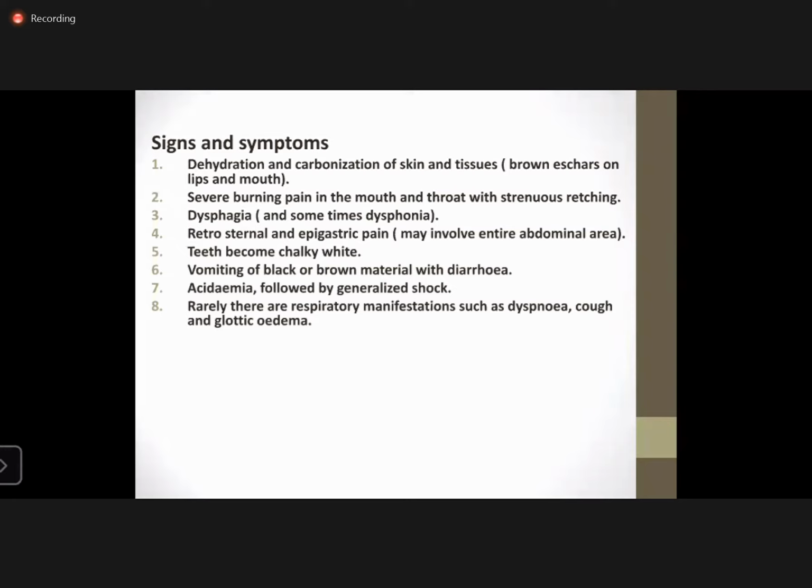So one more important thing that we have to remember is that the esophagus, which has squamous epithelium, is more resistant to acid than the columnar epithelium of the stomach. So later on, we see complications like esophageal strictures, which would be more common in alkali poisoning, and pyloric strictures, which will be common in acid poisoning. This is a slight difference between the two.